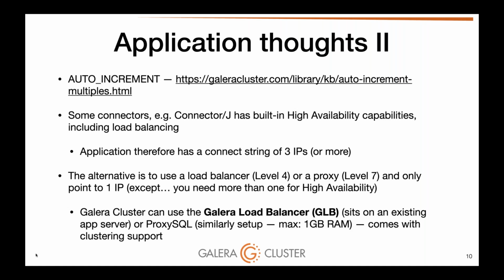Some connectors, for example Connector/J, have built-in high availability capabilities like load balancing. So inside the connector itself, you can have three connect IP strings, and it can actually do things like round robin load balancing, etc.